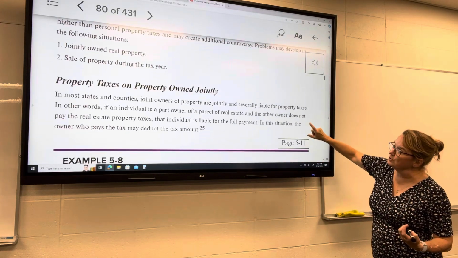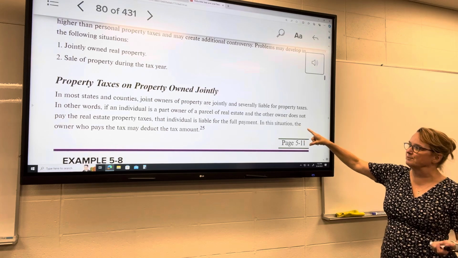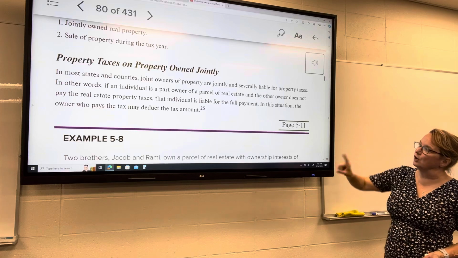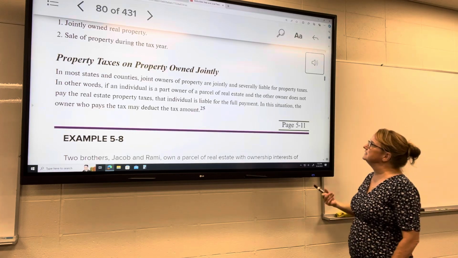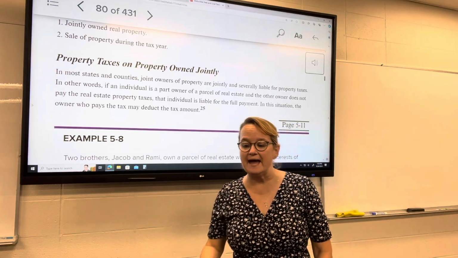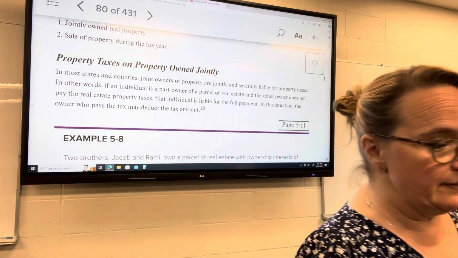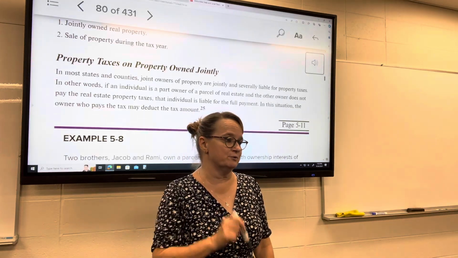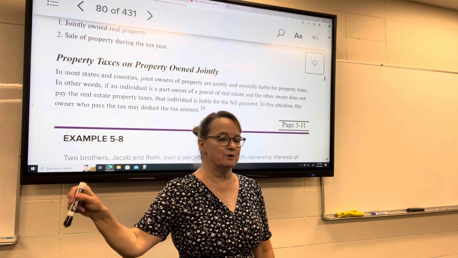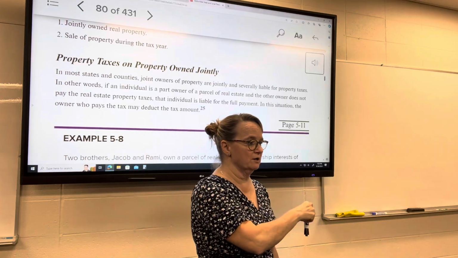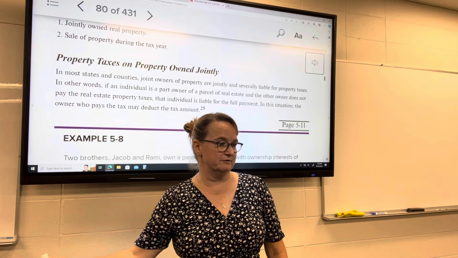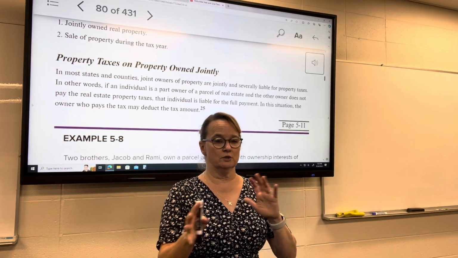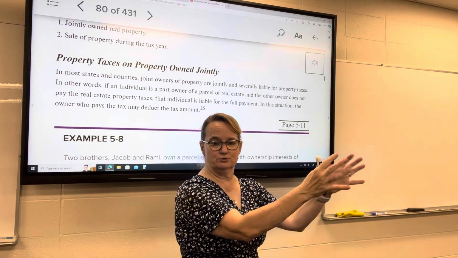And for property that is owned jointly, it depends on whether or not the owner is jointly and severally liable for those property taxes. That's a legal term, and it means that each individual is responsible for 100% of the tax. So if the other person doesn't pay their share, you don't just pay 50% of it. You have to pay the full 100%. So you guys have to work it out, who's going to pay what.